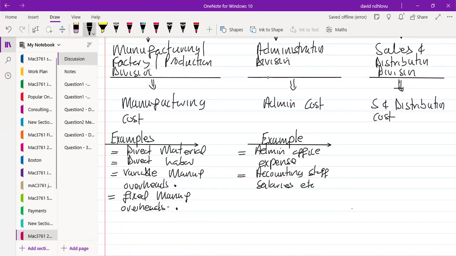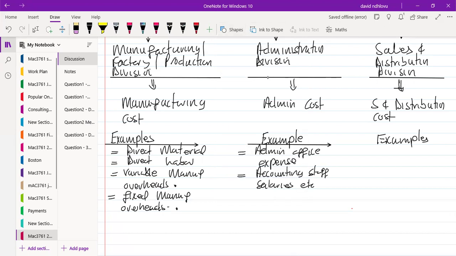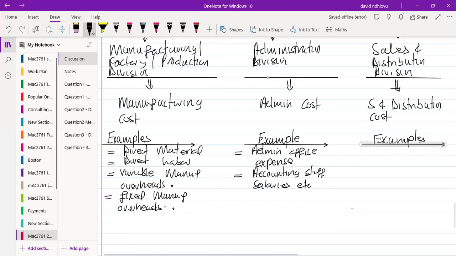Right. Then we have examples of sales and distribution. Now, sales and distribution is concerned with delivering the product to the customer. So we have advertising, right? We have transportation, carriage outwards, right? etc. So these are some of the example expenses that we have.